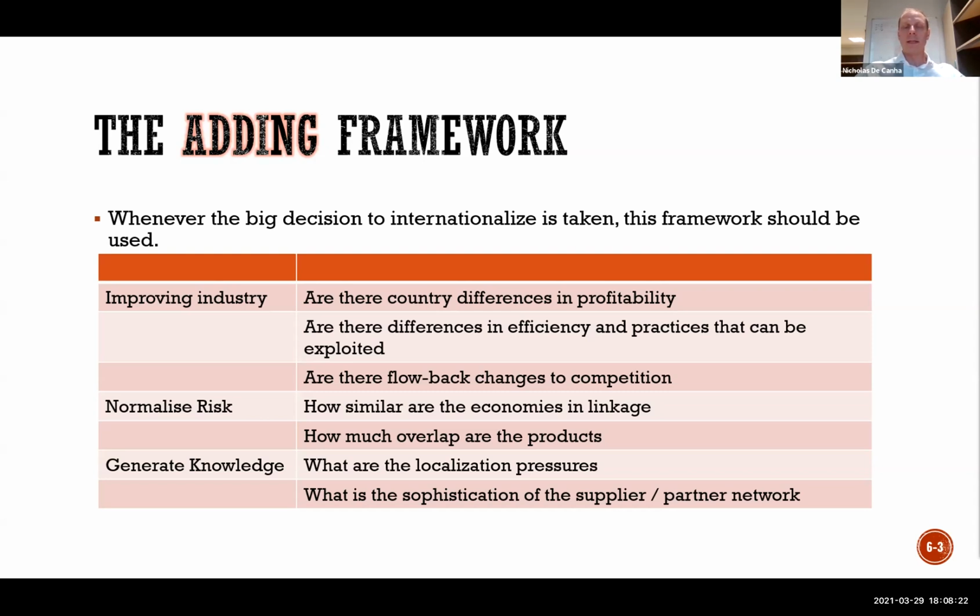And then generating knowledge through localization pressures and the sophistication of the supplier partner network. Maybe not so big in the beer market, but quite big in Intel.